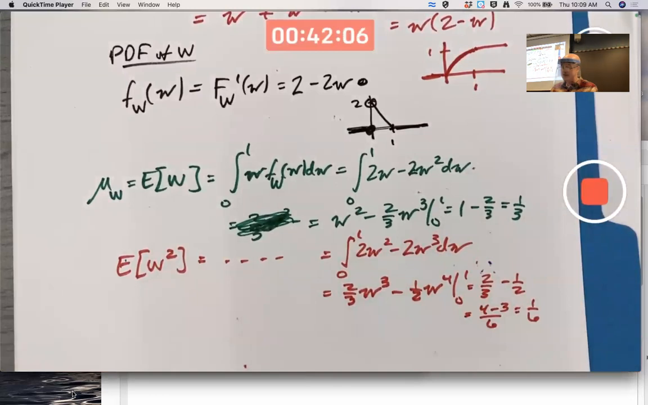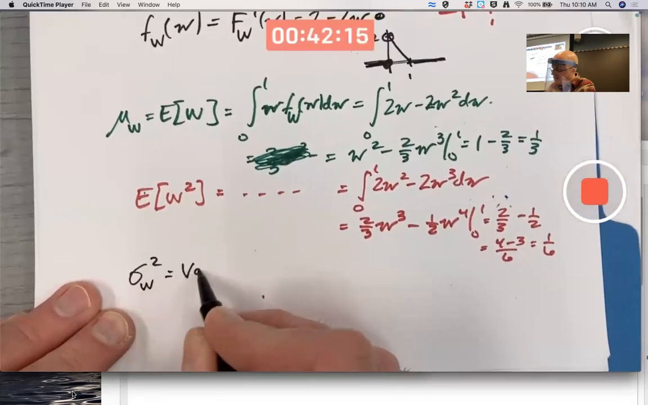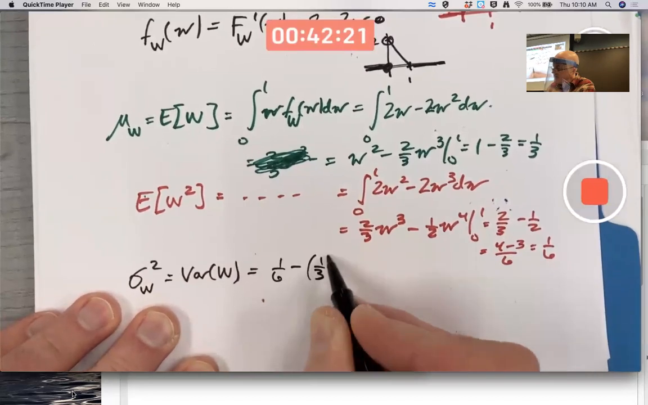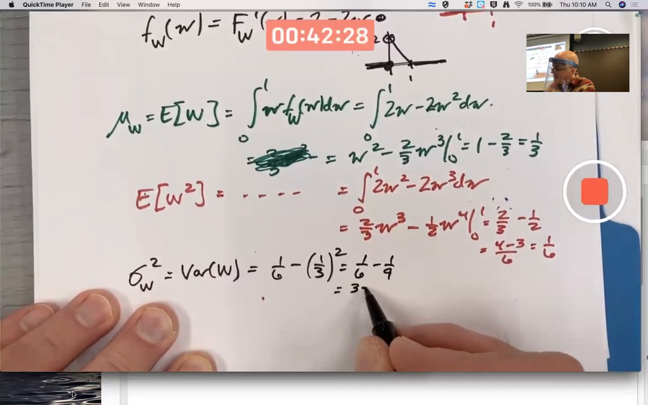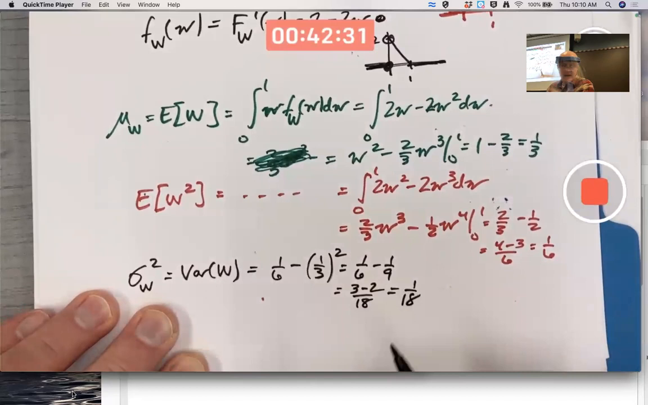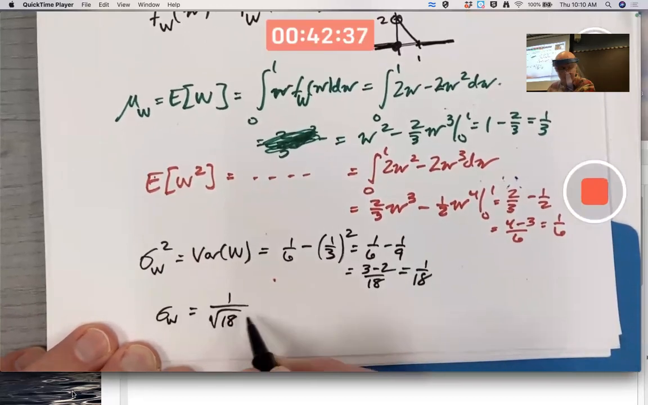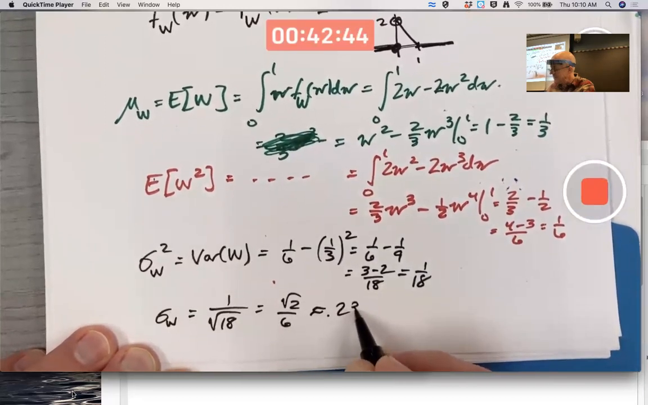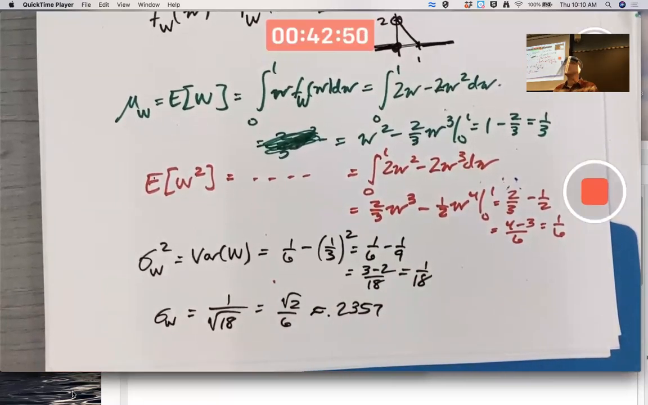If we're going to get the same variance, the variance in the end should still be 1/18. Variance of W: second moment minus first moment squared is hopefully still 1/18. 3 minus 2 over 18, yep, 1/18. And then the same standard deviation as before. Makes good sense that should be the case. Same amount of spread by symmetry in the PDF.